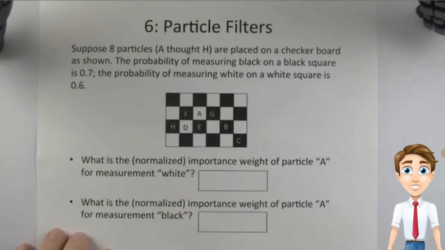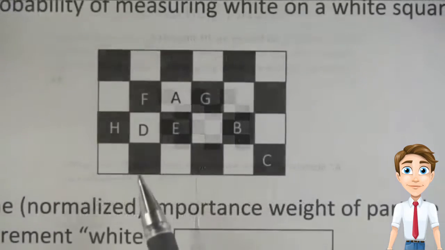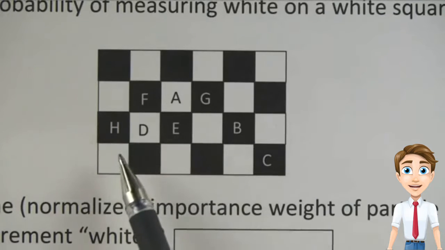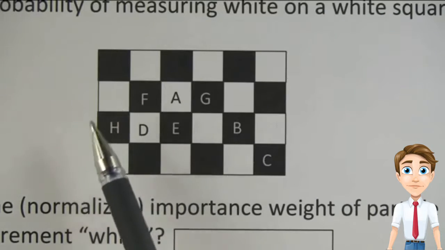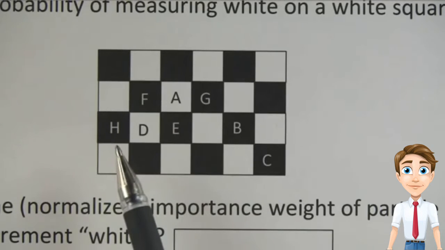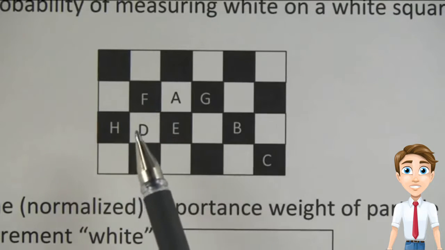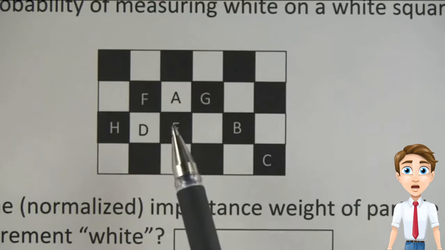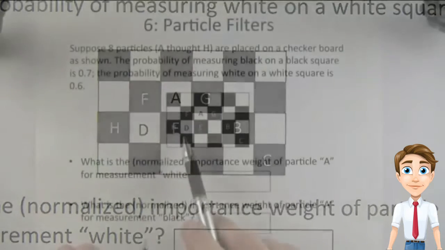In this question, we study a particle filter. Let's just zoom in for a second. We have 8 particles that land on this checkerboard. They're labeled A all the way to H. And some of them are on black squares, and some of them are on white squares.